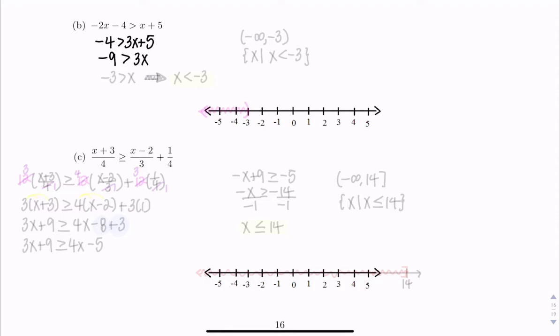And dividing by 3, we have that negative 3 is less than x. If I want to write this in the opposite order, all I have to do is flip sides and flip the sign. So let's go ahead and do that. So this is the same thing as x is less than negative 3.